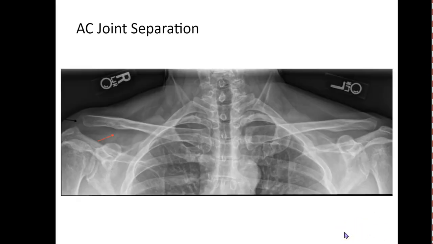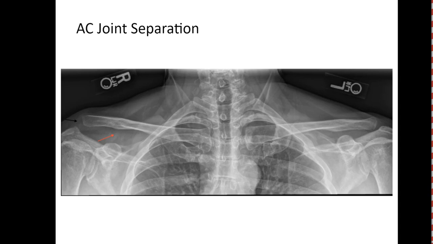So notice this x-ray, we've included both shoulders on one image, and the benefit of this is that you can easily compare side by side. So to achieve this, we just increase our SID to 72 inches. And again, that decreases magnification and lets us include both joints on one image.